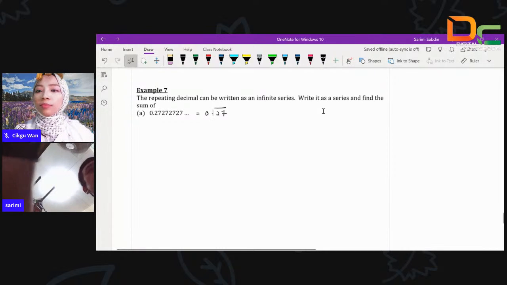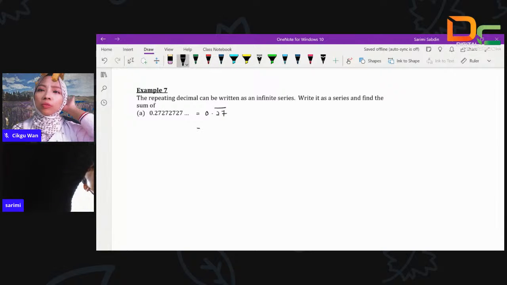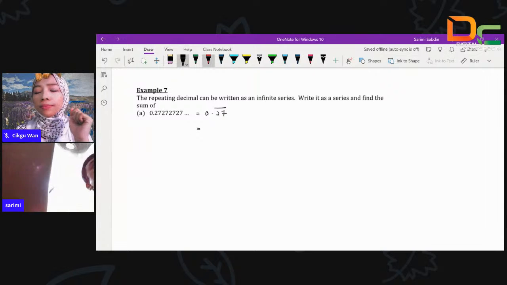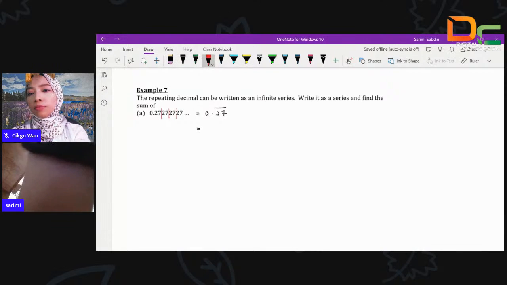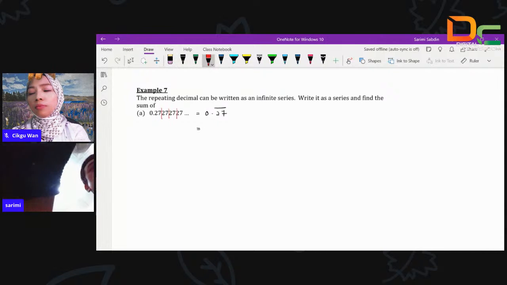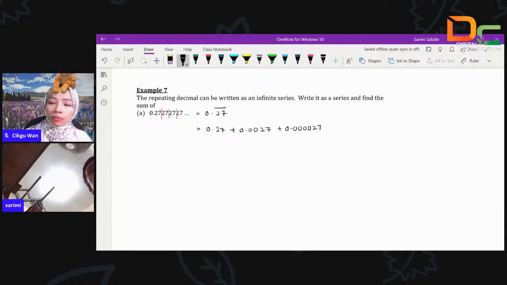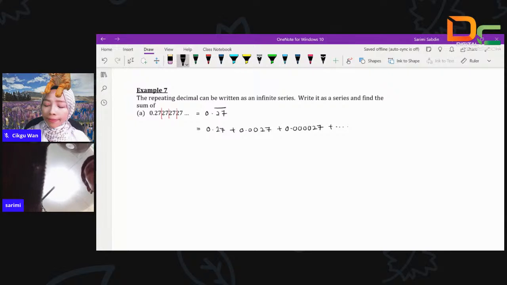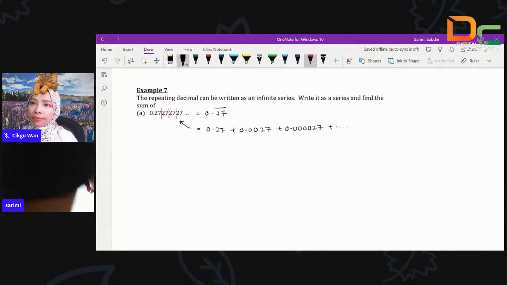Okay, we can change this to a fraction form. Cara dia adalah kalau kita tengok sini, kita boleh separate sum of the number here. Contohnya sebabkan dia berulang pada 27, 27, 27, so we can separate pada tempat yang dia berulang tu lah. Dia akan jadi hasil tambah the sum of 0.27 plus 0.0027 plus 0.000027 and so on lah. Where if we take the sum of this value, we are going to get back this recurring decimal.